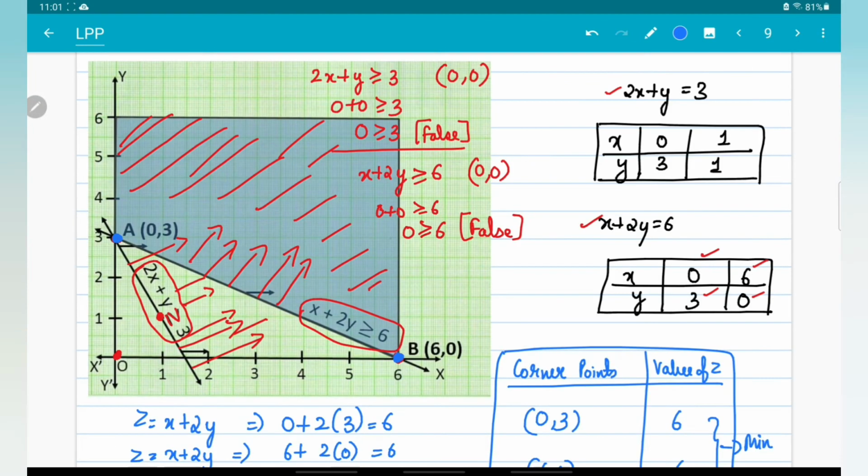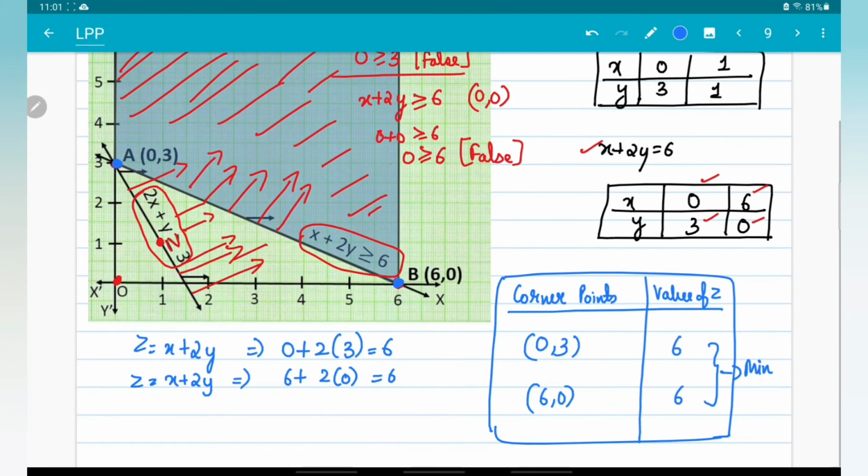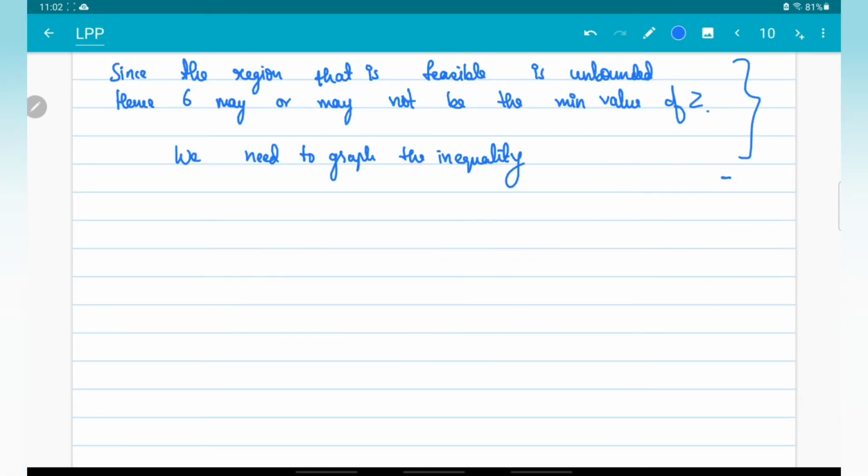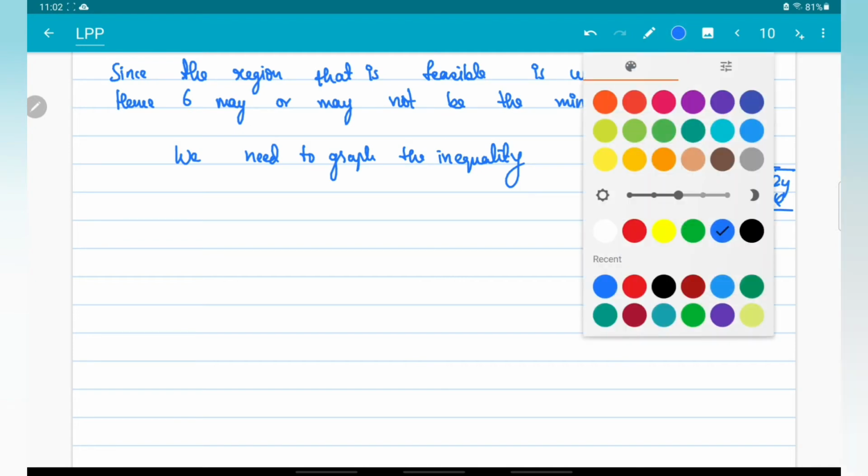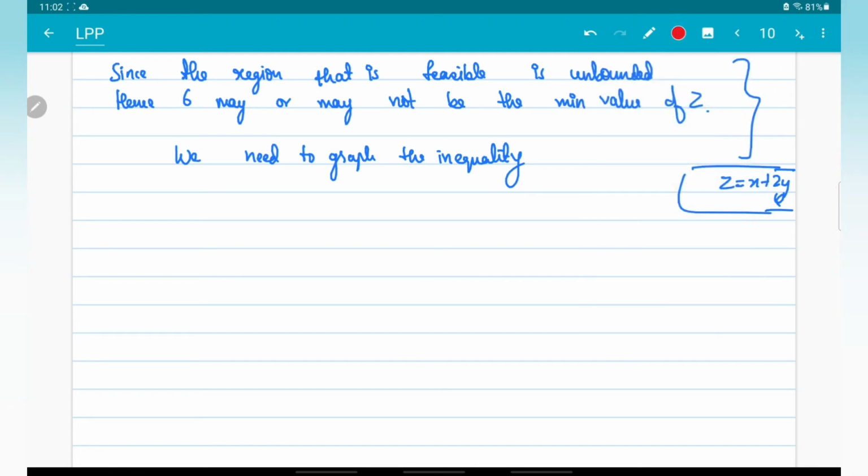So as you can see, what was my objective function? In case of unbounded regions, you have to check your objective function. Now my objective function was z is equal to x plus 2y. Since I am checking for a value that can further be less than 6, okay, 6 I got as the minimum value, but I have to check whether there is any other value that exists which is even less than 6, that is even more minimum.